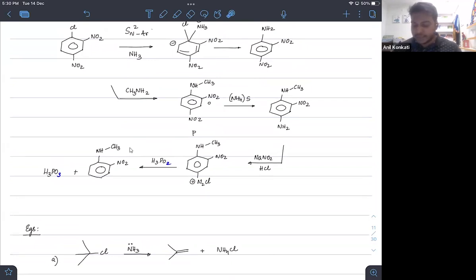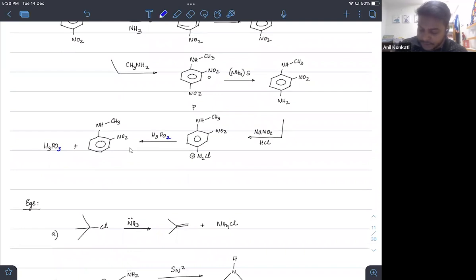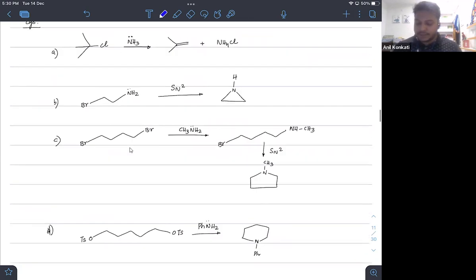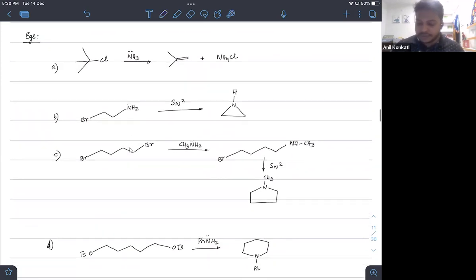Will N2 gas be liberated? Yes, beta. Here N2 gas is liberated in this case. In all the diazonium reactions, N2 gas is a byproduct. Next, see this set of reactions.